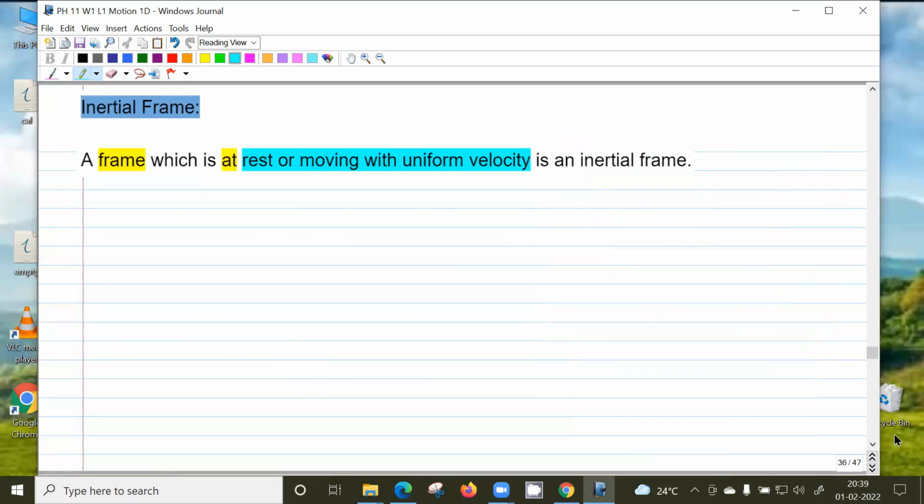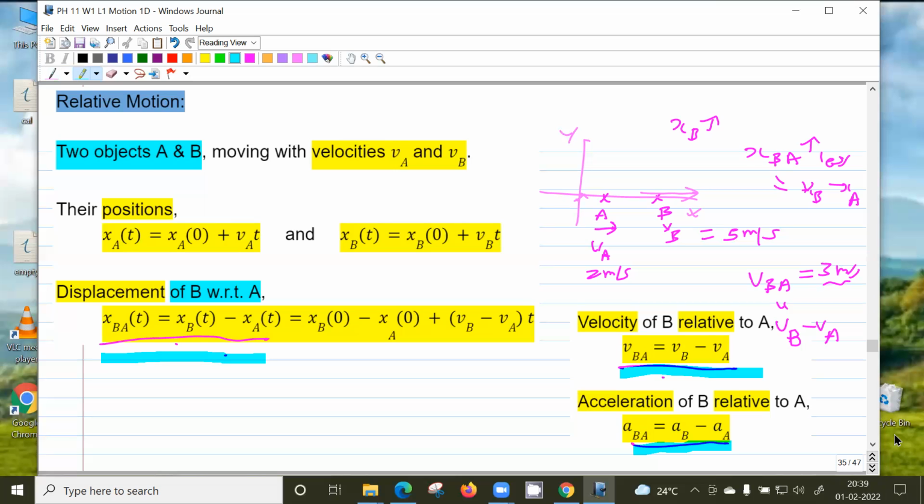And you know what? Sorry? Can we scroll to the previous page? The second expression, I don't get it, sir. XB0 minus XA0.